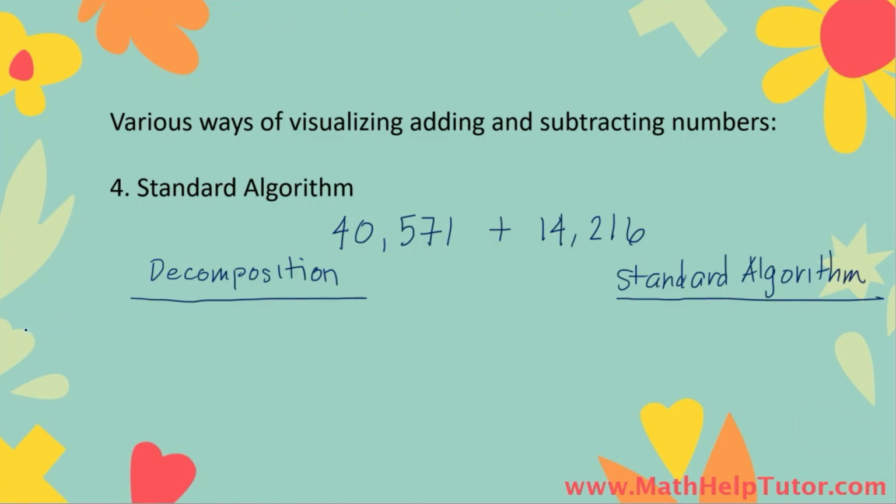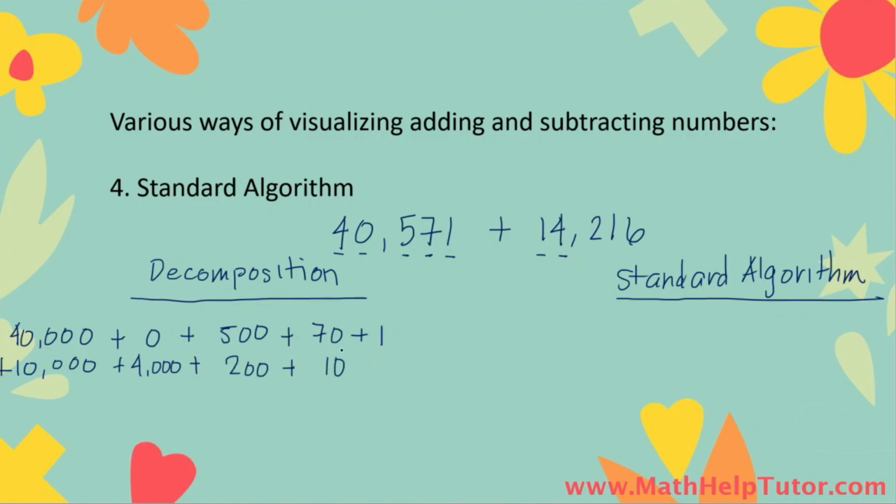For the decomposition method, first we write the numbers in their decomposed forms. So we have 40,000 plus 0. Okay, 40,000 is the 10,000s place, 0 is the 1,000s place, plus the hundreds place is 500, plus the tens place 70, plus 1, the ones place. And we are going to add 14,216. So let's write the decomposed form. It's 10,000 for the 10,000s place, 4,000 for the thousands place, 200 for the hundreds place, 10 for the tens place, and then 6 for the ones place.